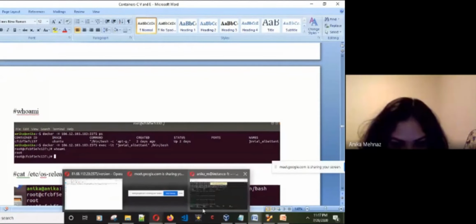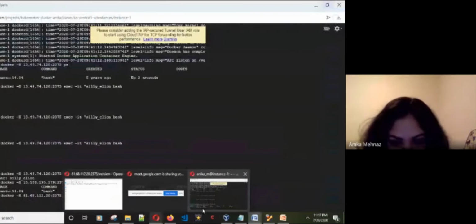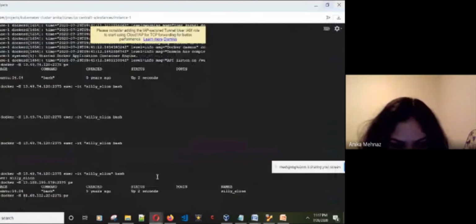And it's still stuck. But yeah, this would have been interesting if it had worked, but for some reason it's not working now.